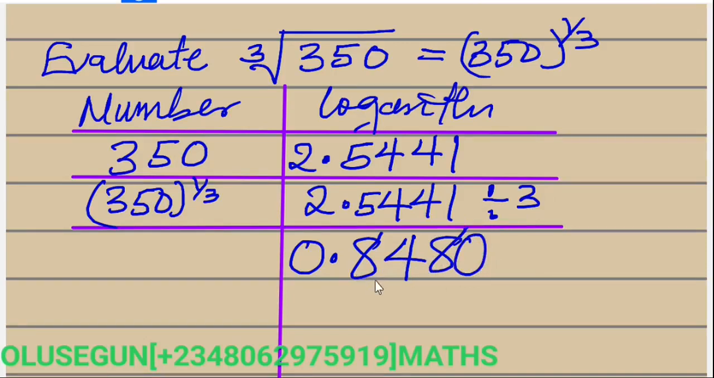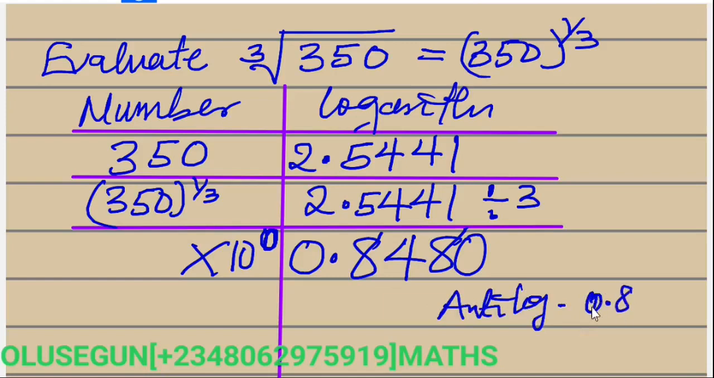So now, anytime you have 0.84, my first thing is this. The first thing I'm going to do is times 10 raised to power 0. That is just the meaning, because I've told you anything that is here, you put 0. So therefore, you now go and find the antilog of 0.84, not 0 point, sorry.